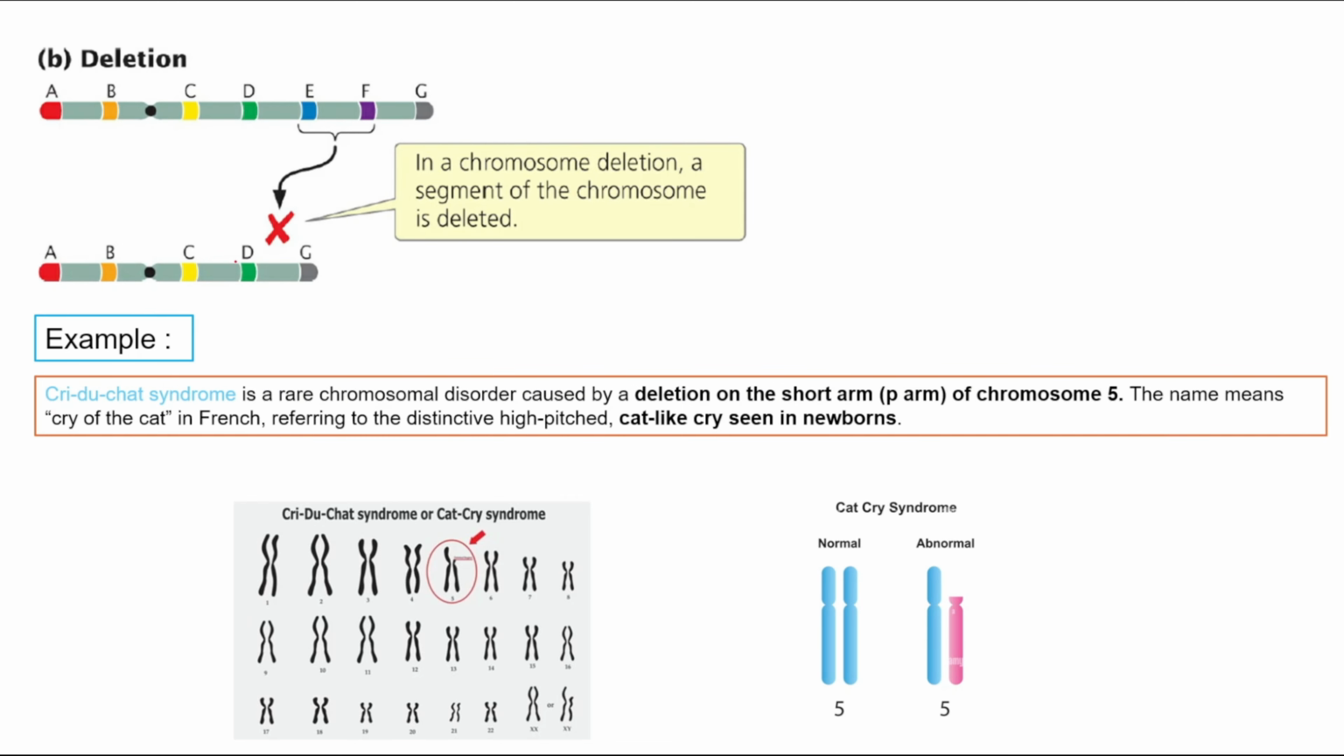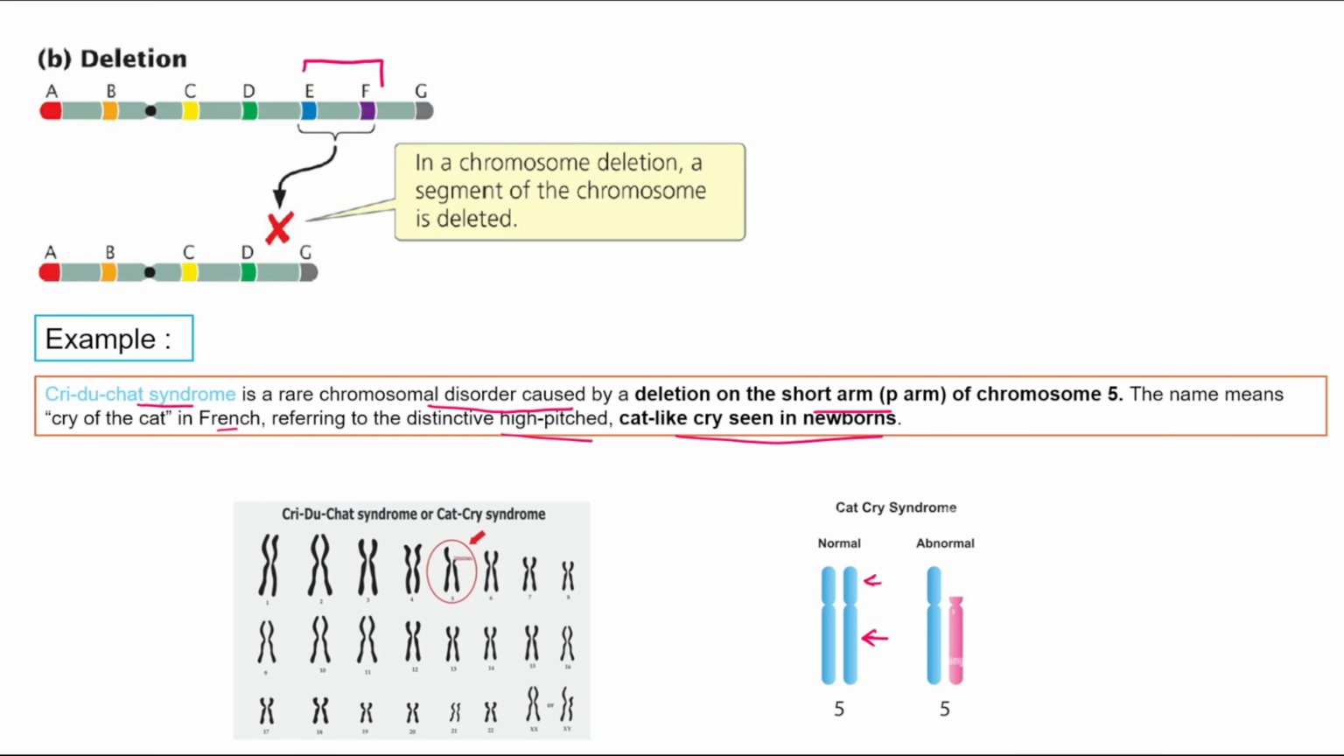When a segment of a chromosome is lost, this is the normal chromosome where the EF segment is lost or deleted. For example, Cri-du-chat syndrome is a rare chromosomal disorder caused by deletion on the short arm. This arm is called the P arm, and this arm is called the Q arm. In Cri-du-chat syndrome, the short arm, the P arm of chromosome 5, is deleted. The name means cry of a cat in French, referring to the distinctive high-pitched cat-like cry seen in newborns. So this is the deletion chromosomal mutation.